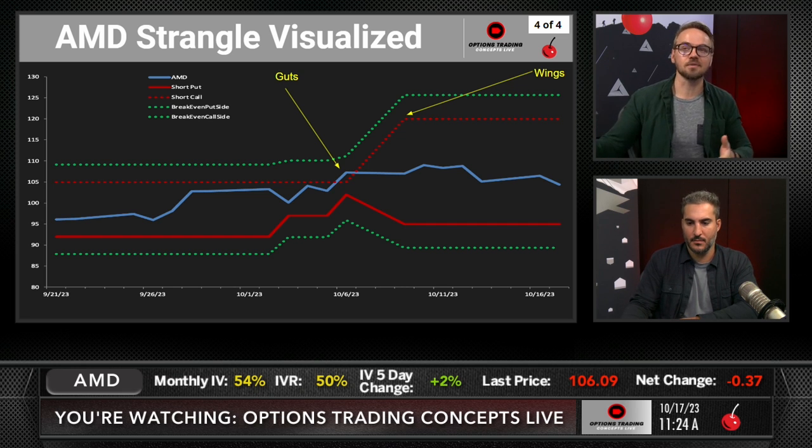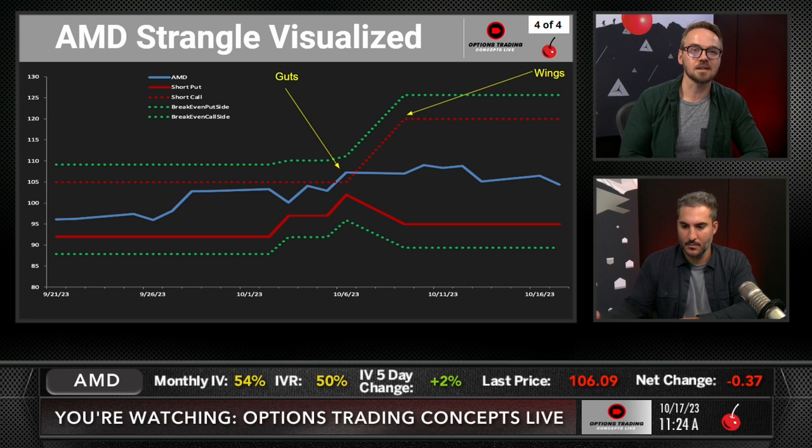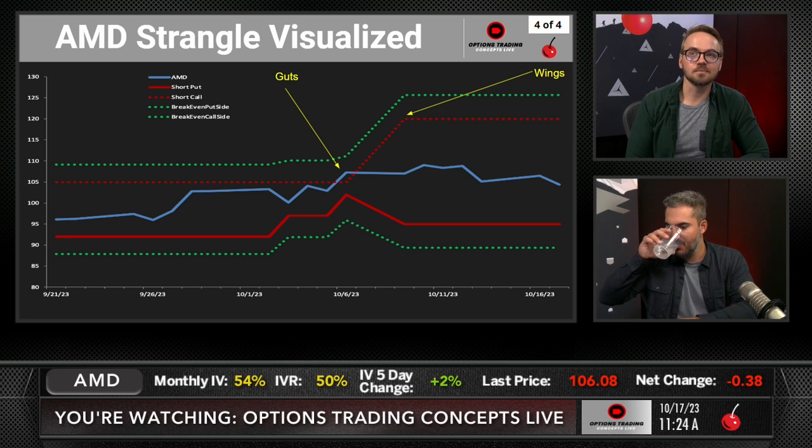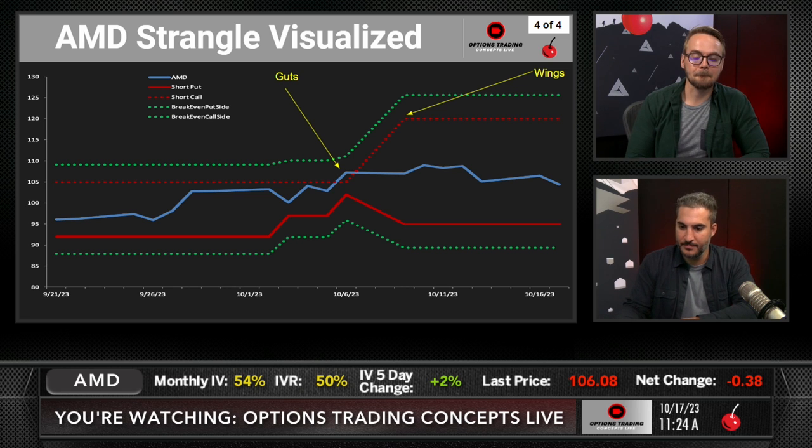Mm-hmm. And when you put yourself in that scenario, assuming you have a stock that has two-sided action, it just makes it a lot easier to be profitable at the end of the day. Beautiful. Glorious.